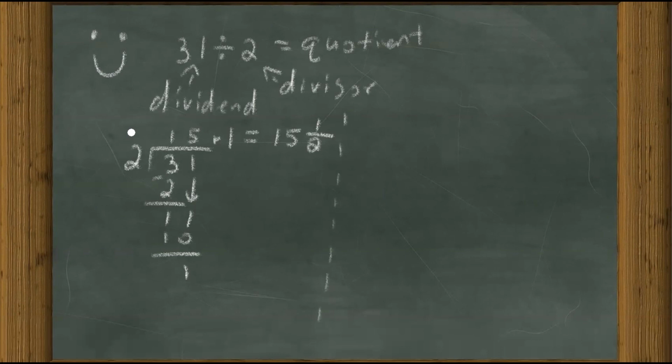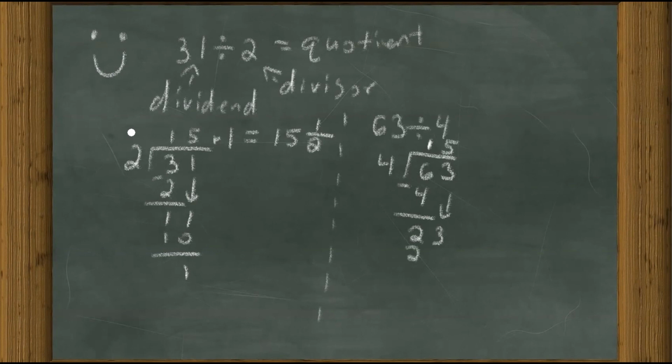So for this one, I'm going to do 63 divided by 4. I'm going to rewrite this. 4 goes into 6 1 time. 1 times 4 is 4. 6 minus 4 is 2. Bring down the 3. Now 4 can fit into 23 5 times. 5 times 4 is 20. 23 minus 20 is 3. Now, I don't have another number to bring down, so I'm done with the division, and I have a remainder of 3.